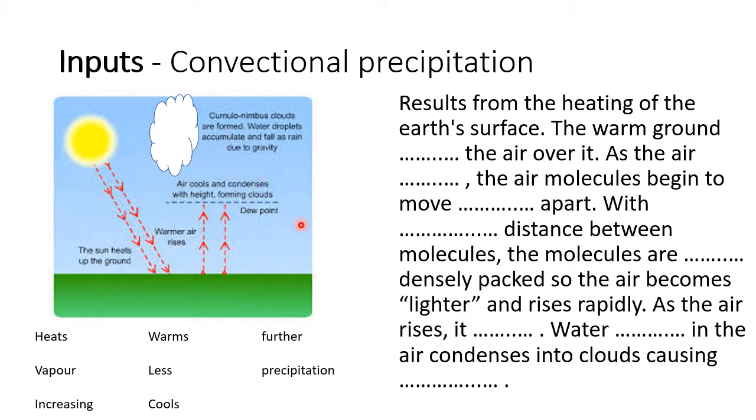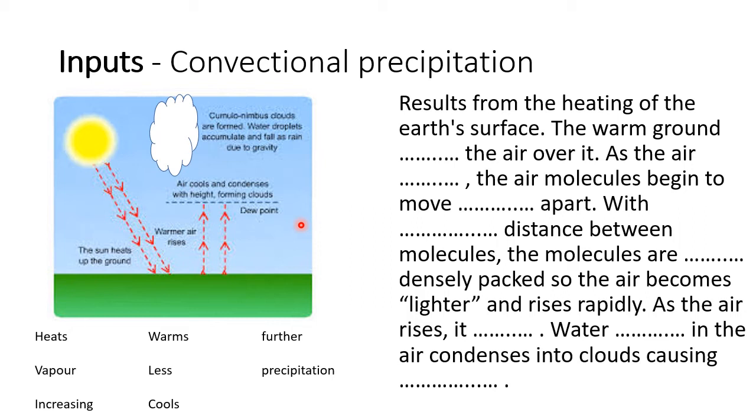Now, this is the most important form of rainfall in, say, places like the Amazon, where it's very hot, you're on the equator, you've got huge amounts of solar radiation. In Britain, it's probably the most important way of causing thunderstorms, particularly in the summer. So when you've got a hot, humid day and you can start to see the clouds bubbling up, that's convectional rainfall, convectional precipitation. So they're the three types of rain.